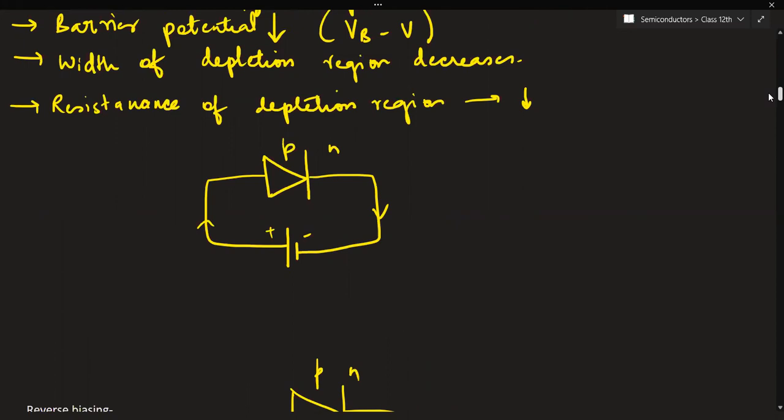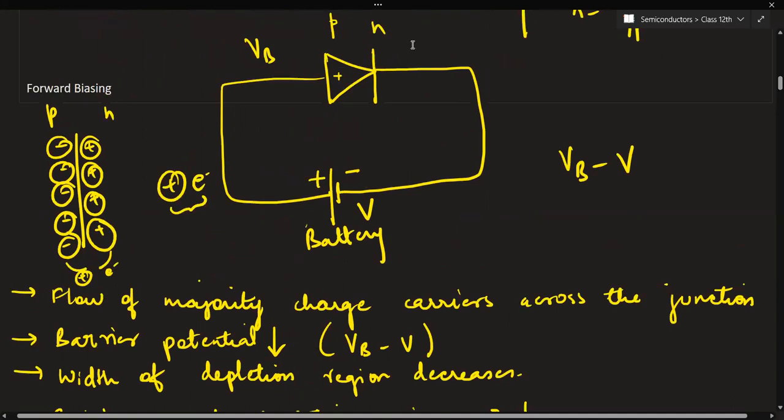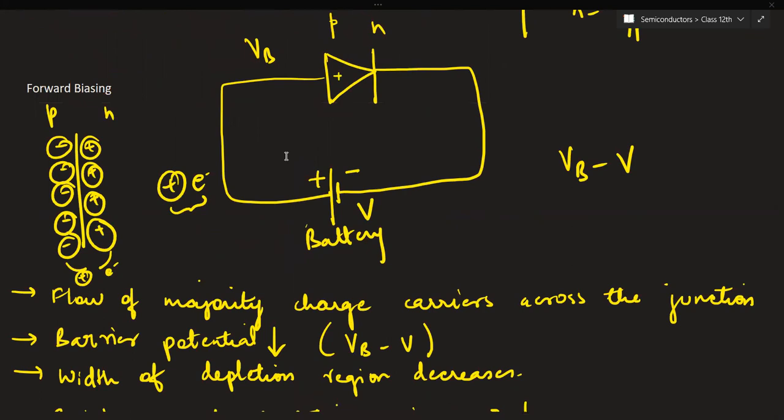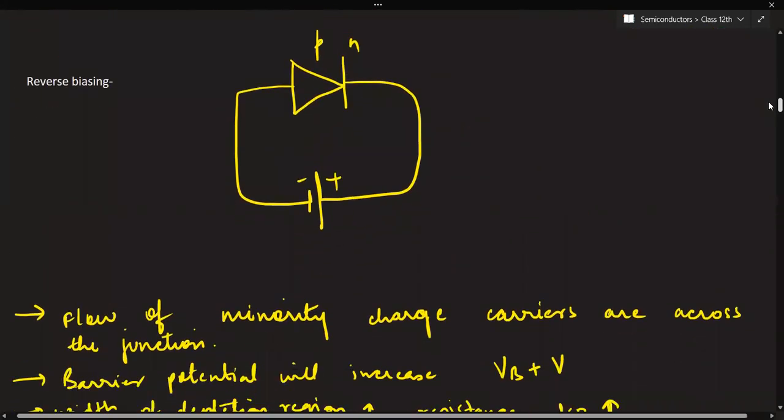Now see, opposite to this, first tell me, is this clear? Forward biasing is clear, then only I'll move to reverse biasing. Clear or not? Yes, teacher. Okay. Now in reverse biasing, just the opposite will occur. P-type will be connected to the negative terminal of the battery, while the N side will be connected to the positive terminal of the battery. P with negative, N with positive. So this is known as reverse biasing.